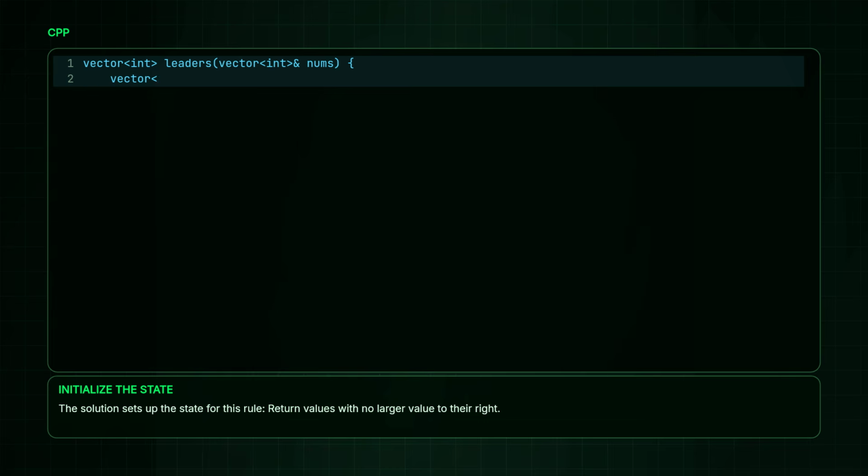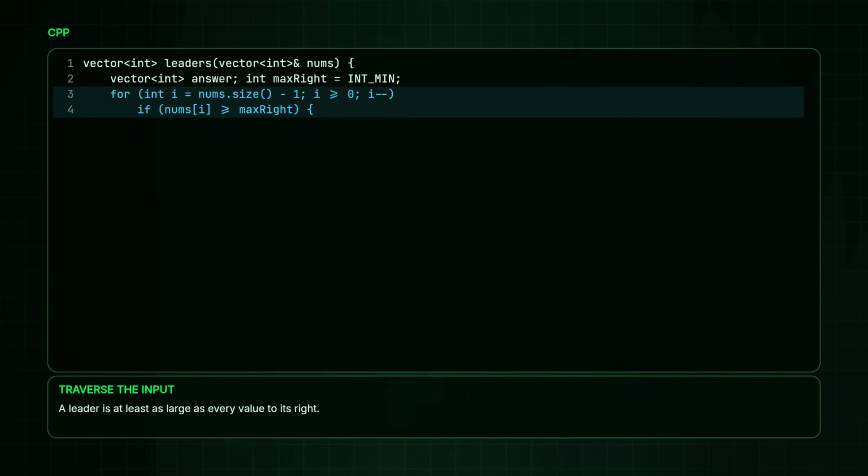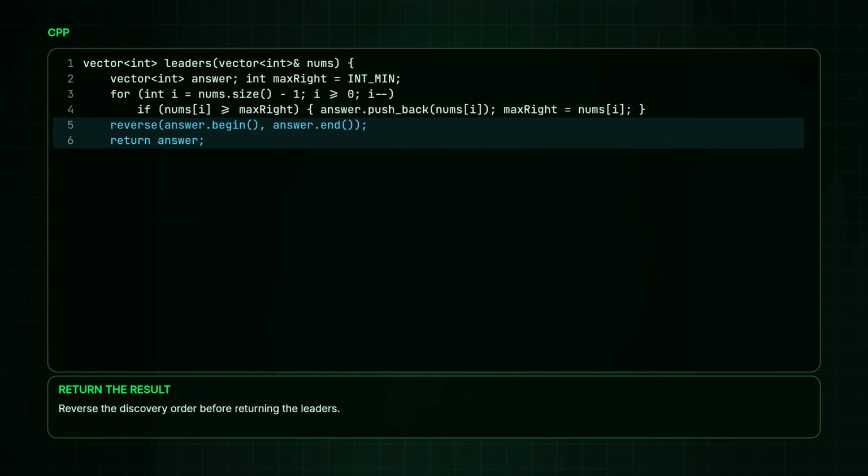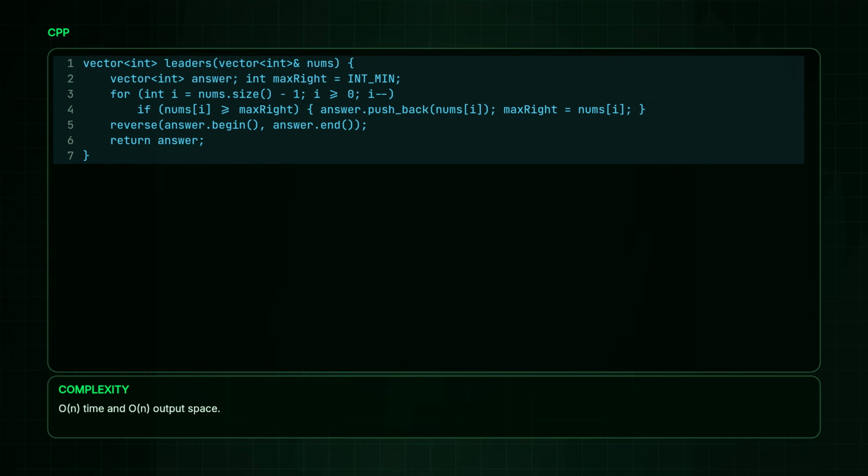The solution sets up the state for this rule. Return values with no larger value to their right. A leader is at least as large as every value to its right. Scan from the right while keeping the largest value already seen. Reverse the discovery order before returning the leaders: O of n time and O of n output space.